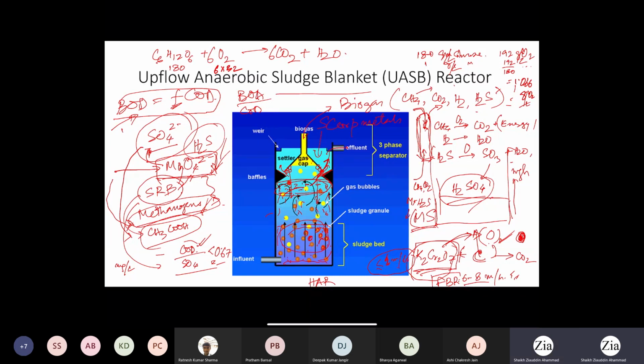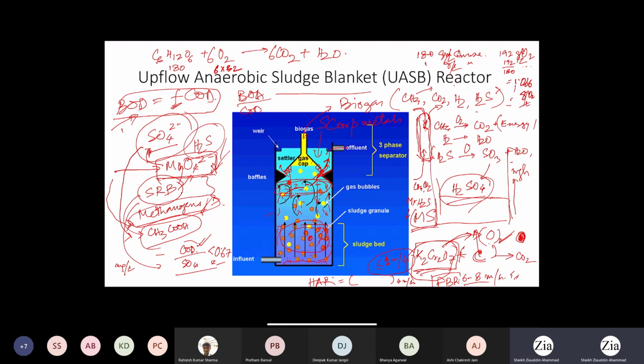Whereas USB uses self-immobilized granules. In HAR, we use self-immobilized granules, but we maintain fluidized condition by maintaining a little bit lower HRT. So the HRT will be almost half of a fluidized bed reactor system. So, two modifications.